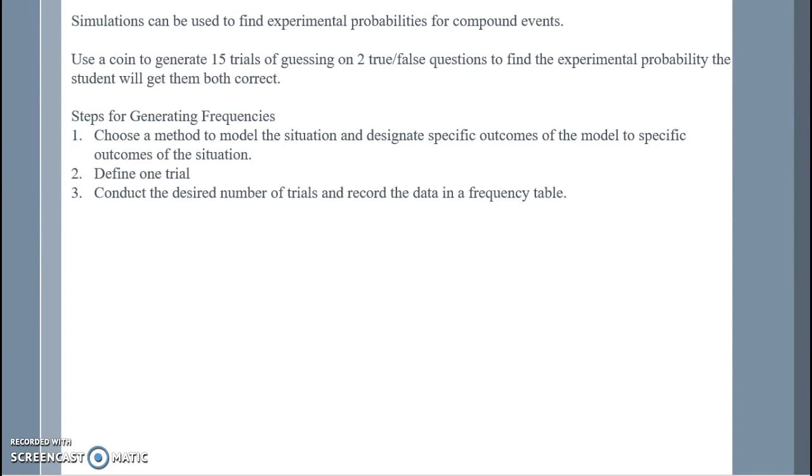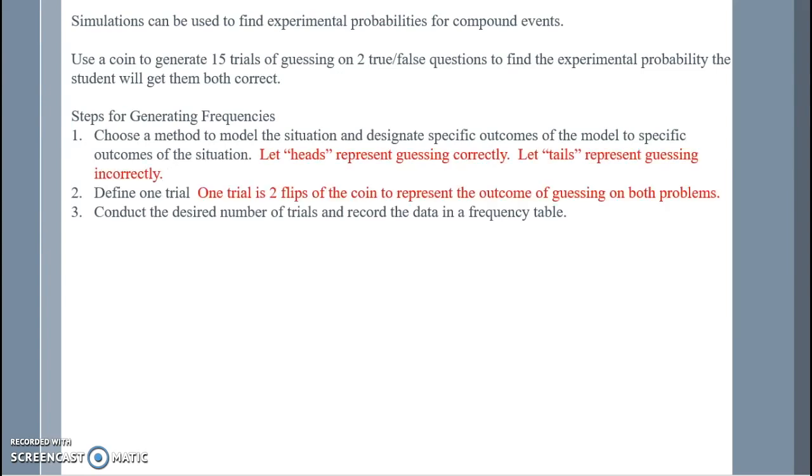So there are 3 steps when you're trying to generate your own experiment to find probabilities. The first is to choose a method to model the situation and designate specific outcomes of the model to specific outcomes of the situation. Then define 1 trial, and then conduct the number of trials desired and record in a frequency table.